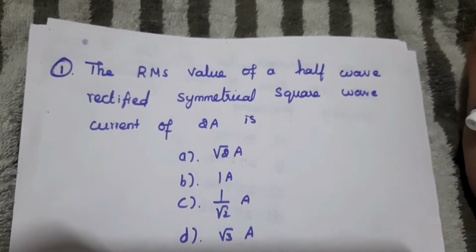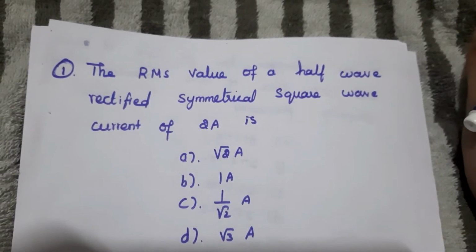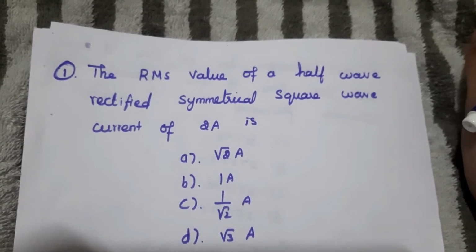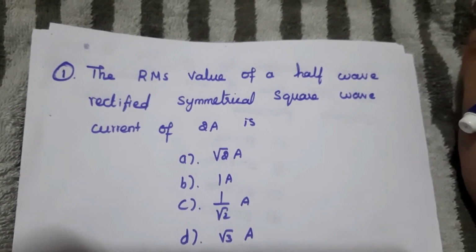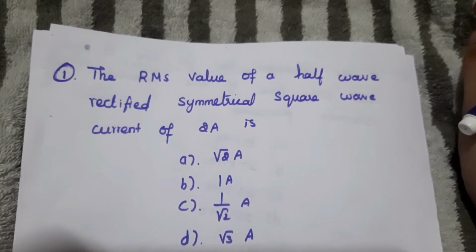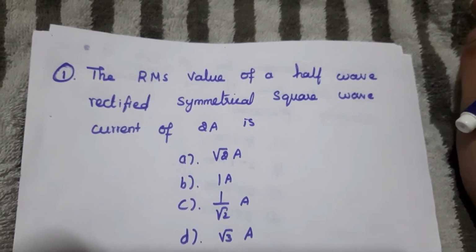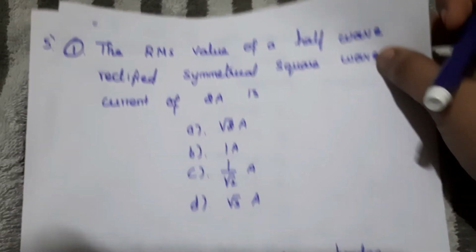The first question is: the RMS value of a half-wave rectified symmetrical square wave current of 2 amps is? Find the correct answer.